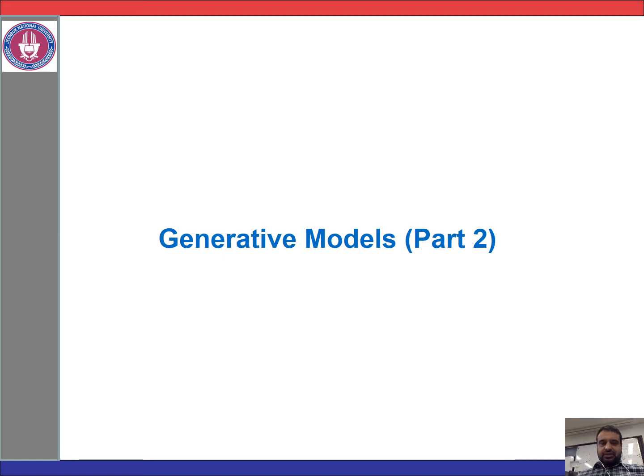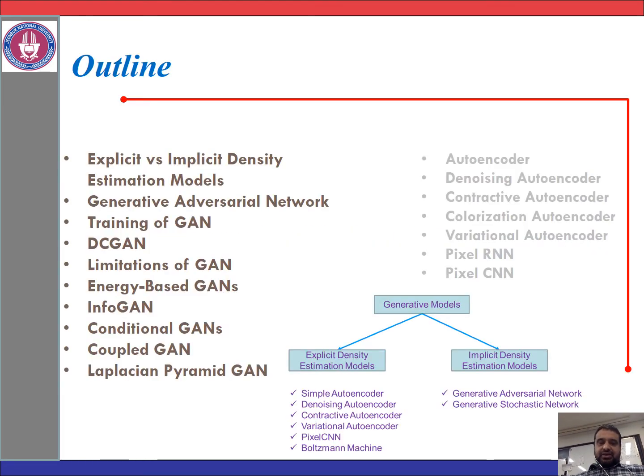Hello everyone. Today I will talk about the second part of the generative models. In my first lecture, I talked about the generative models that are estimating the density explicitly.